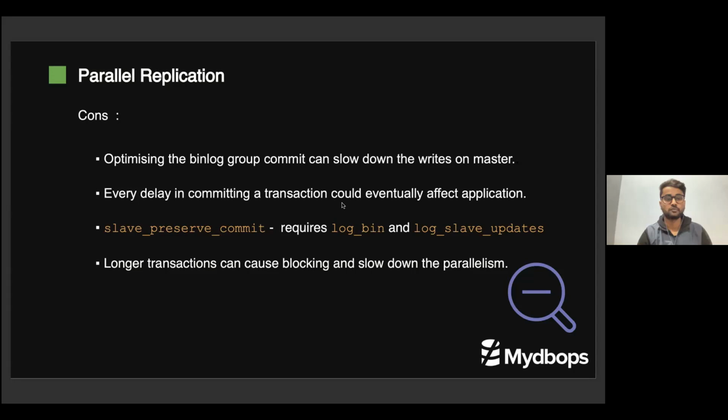Longer transactions can cause blocking and slow down the parallelism. For a transaction like an ALTER, if we execute any ALTER, then definitely it will not be applied in parallel on the slave. It will go in a sequential manner, and until that transaction is processed on the slave, all the other workers will be in a waiting state. They will wait till that ALTER completes. So that can cause an unnecessary delay.